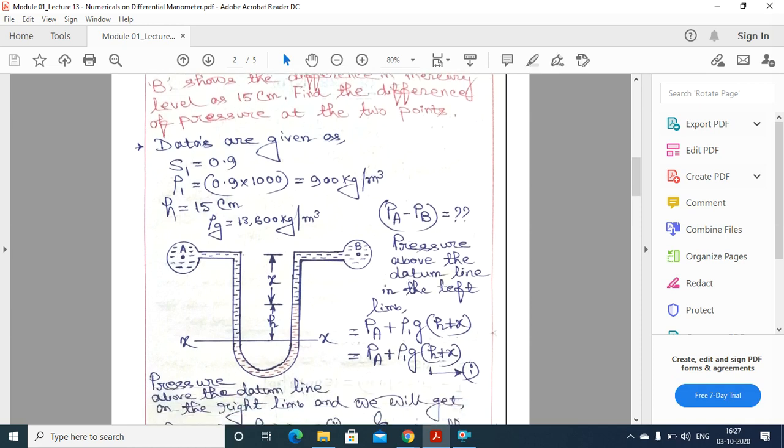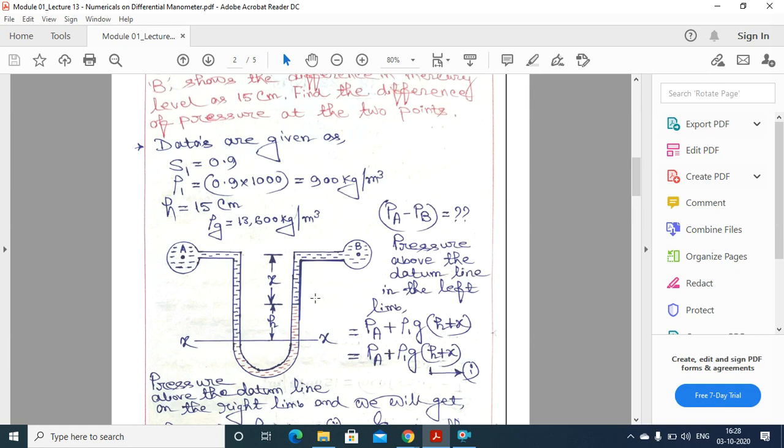Okay, so the pressure above the datum line in the left limb. What will be the pressure for the point A? For the point A, the pressure will be PA. Then from the hydrostatic law we can say that the pressure is equal to rho gh or rho gz.